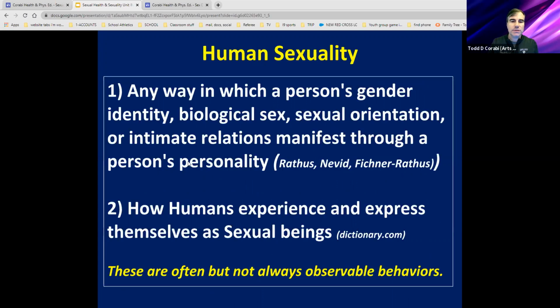So that's what we're going to do now. Human sexuality is any way in which a person's gender identity, biological sex, sexual orientation, or intimate relations manifest through a person's personality. And that's from Rathus, Nevid, and Fichner-Rathus. And number two is how humans experience and express themselves as sexual beings. That's important because they are often but not always observable behaviors. But we as humans, the simple fact that we're mammals and use sexual reproduction means that we are sexual beings from the beginning.